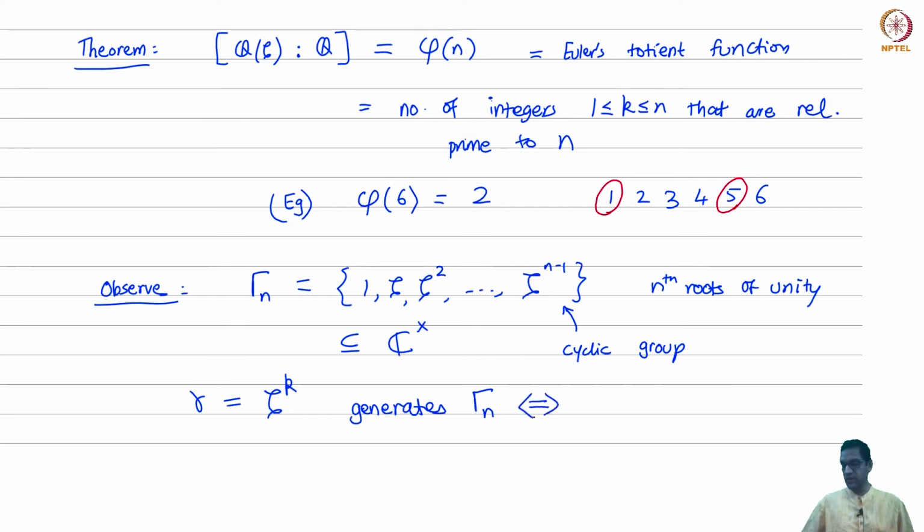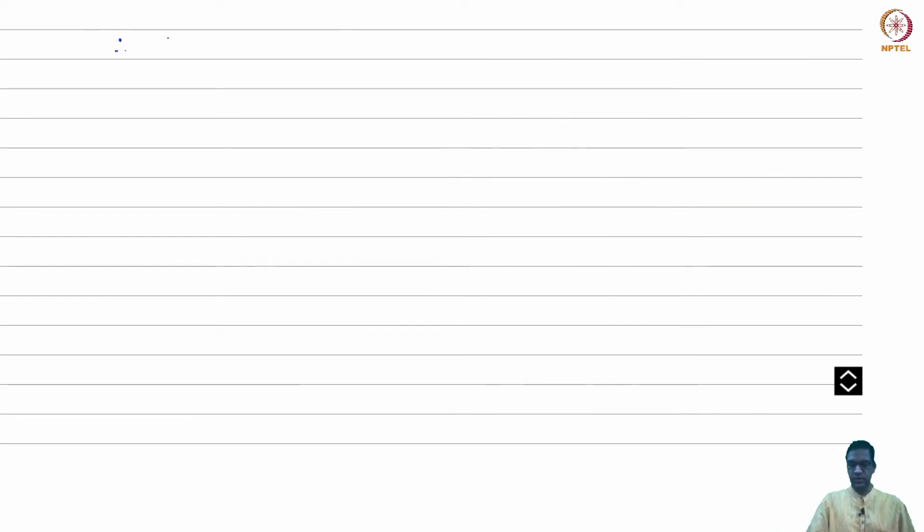What does that mean? Recall, when does an element zeta power k generate the cyclic group? This can only happen if k and n are relatively prime. This is just from our usual knowledge about cyclic groups. And so what does that mean? It says that in fact there are exactly phi of n generators for this cyclic group gamma n.